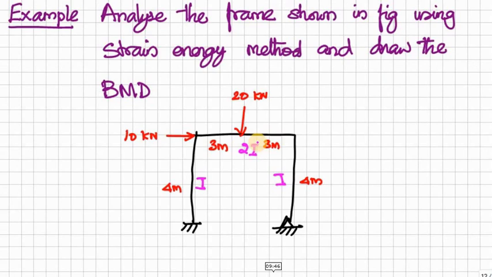In this frame, one support is fixed and the other support is hinged, and the columns are of I moment of inertia. Then the beam has 2 times the moment of inertia of that of the column. The column height is 4 meter and the beam span is 6 meter. And we have one horizontal load at the B joint, and at the mid span of the beam we have 20 kilonewton.